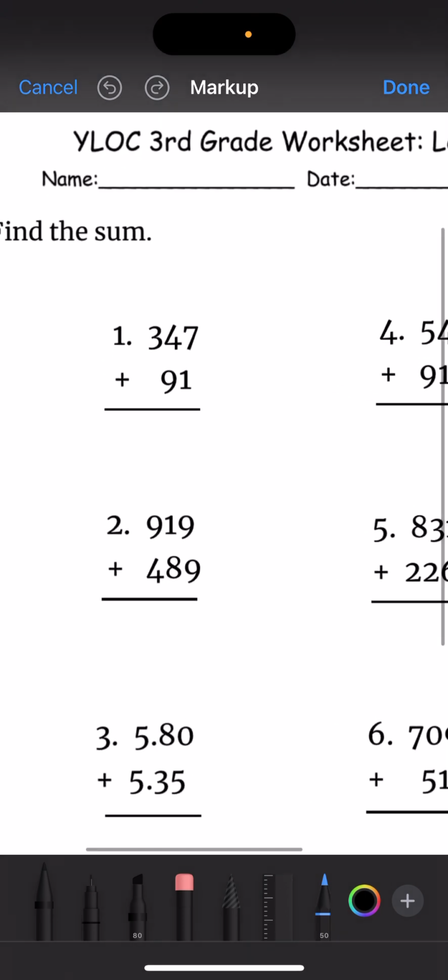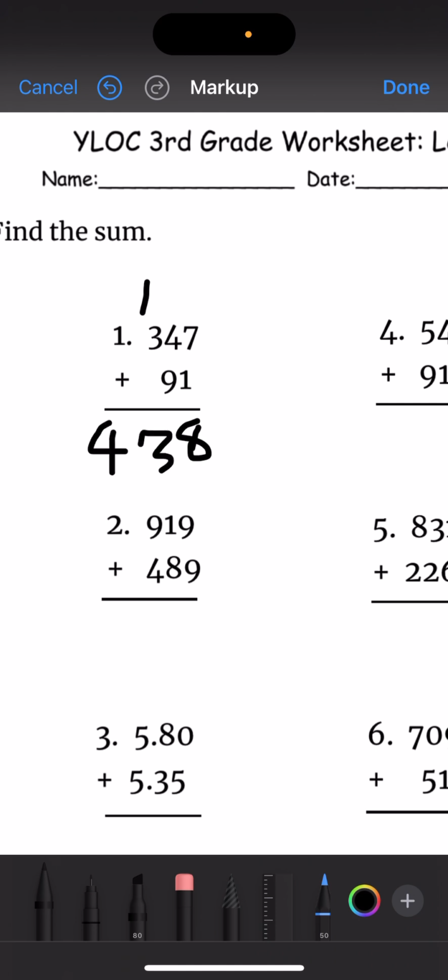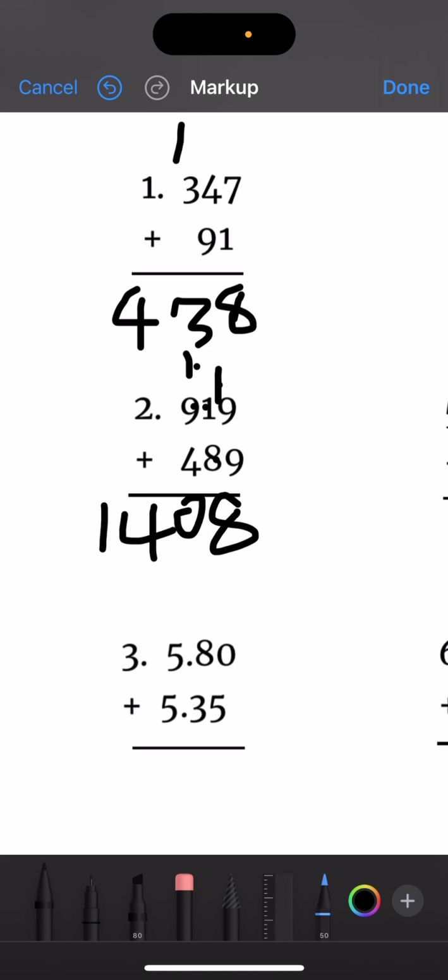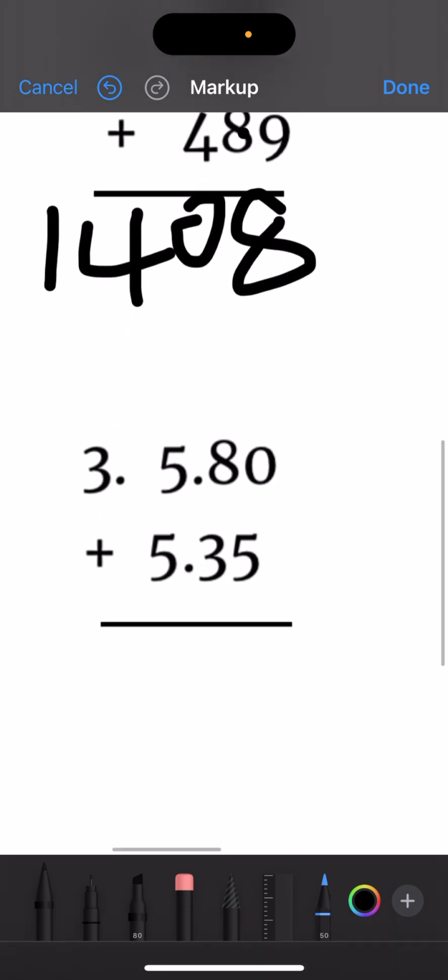Let's get started. Find the sum. Number 1 through 6, we're just adding digits. 7 plus 1 is 8. 4 plus 9 is 13. Bring the 1 up. 3 plus 1 would be 4. 9 plus 9 is 18. 8, 9, and 10, that would be 10. So bring that up. So 1 plus 9 is 10, and 10 plus 4 is 14.